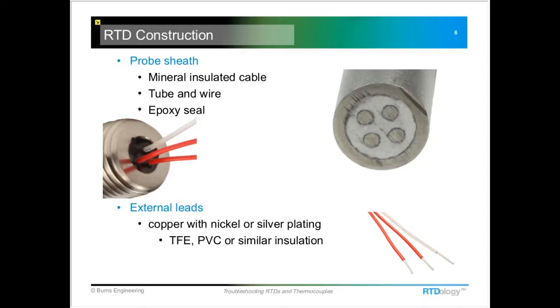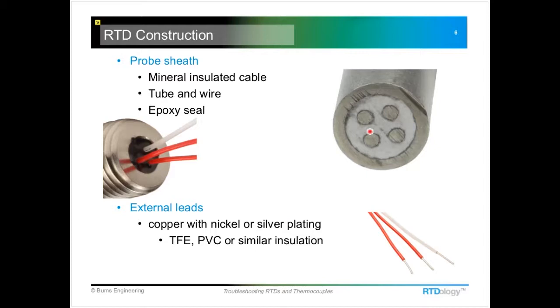And then these things are packaged a couple different ways. One of the more common ways is with a mineral insulated cable. And this is a cross section of that where we see the internal lead wires and this ceramic powder which is compressed around those wires. It does a really good job of making the probe very durable. It makes it also bendable.